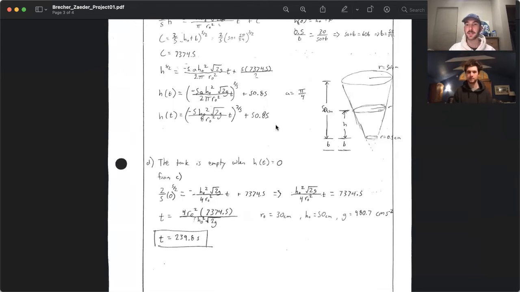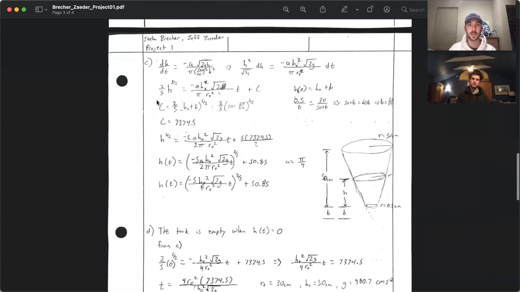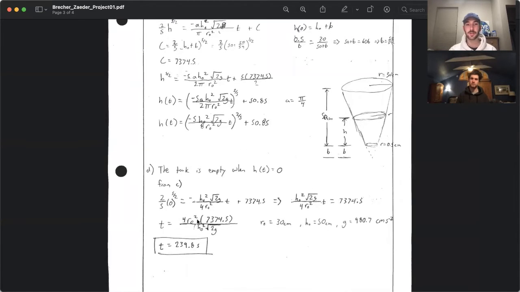Then part D asked us to calculate the time it took for the tank to fully empty itself. That condition is when h of t equals 0, so the height of the water is now 0. In order to make it easier to solve for t, we use the equation from C, this second line here, 2/5 h to the 5/2, with our constant of integration already calculated in there, as Stefan just went over. So doing that, the left side cancels out to 0.